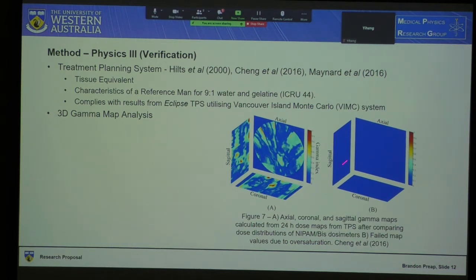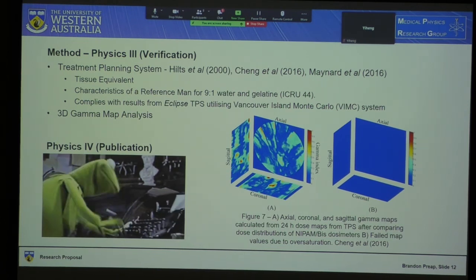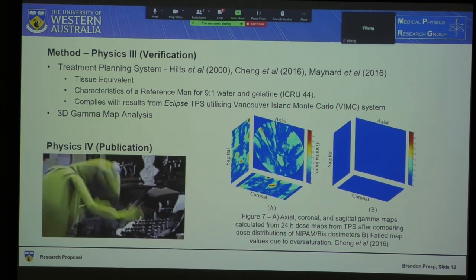But what's more important is the failed maps. If there are large differences between the treatment planning system and the gel, then there will be a lot of failed maps, but we can see there's basically none. That tells me that the gel I've created is tissue equivalent, and therefore there are no or few corrections needed on the TPS, which is fantastic. This was tested using Eclipse TPS with a Monte Carlo system, and I'll be doing this using a gamma map analysis. And the last bit is just publication, which is me writing, with lots of coffee.